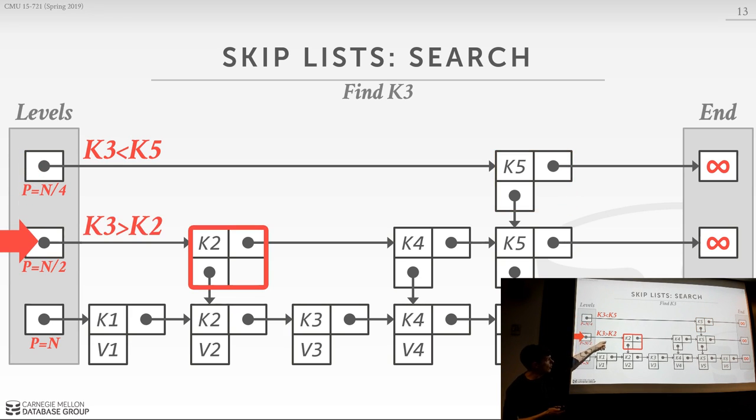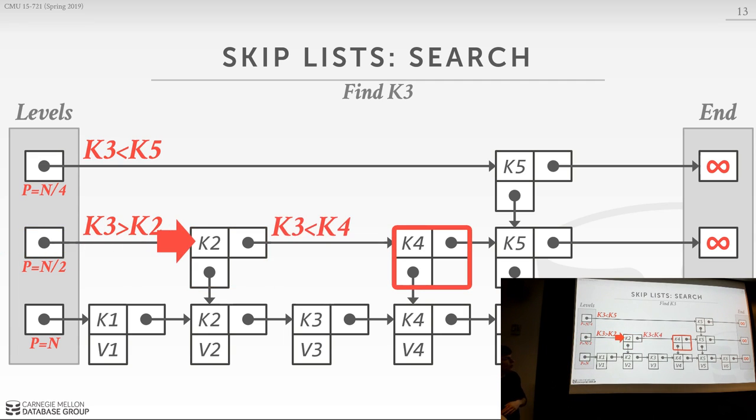And I do the same thing, look along this pointer and see what key it points to. So here, K3 is greater than K2. That means the key that I'm looking for, if it exists, has to be at this point in the skip list over. So I don't care about anything that comes before it, because this pointer told me that I should start my search in here.